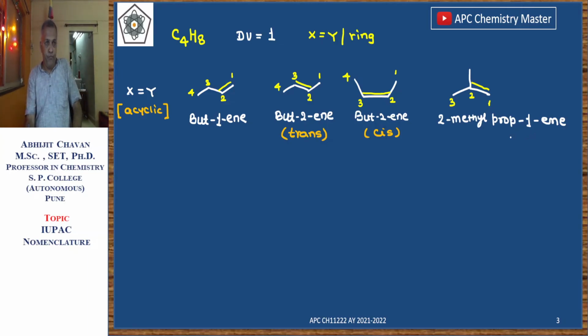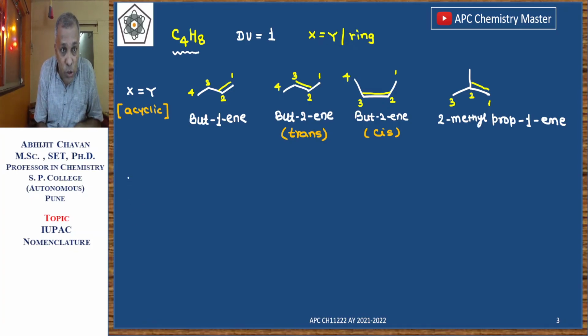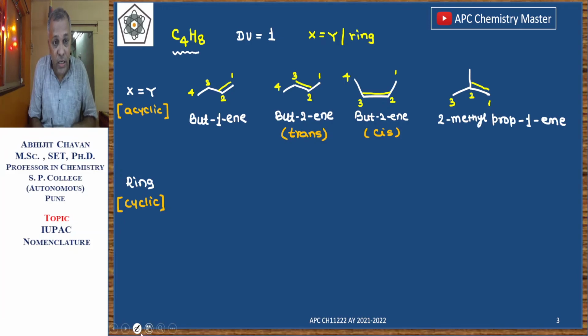So with a molecular formula C4H8 with a DU equal to 1, I have written all possible structures with a carbon-carbon double bond, or one double bond. Let's draw the other possibility wherein we can have at least one ring. And you know that whenever I write a ring as one of the options, definitely the compounds will be cyclic in nature. I hope this point is clear for everyone.